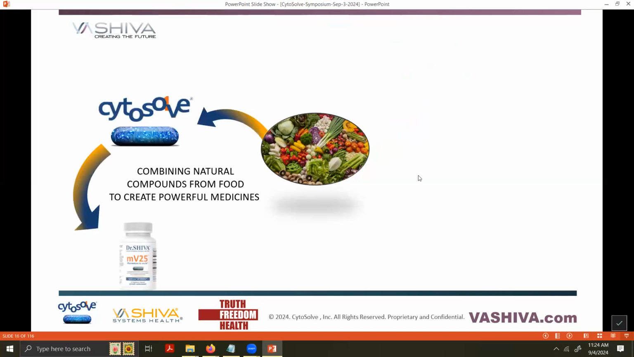Sure. So the second aspect of this is not just define what can be a clean and ethically sourced food, but also can we take these natural compounds from food and create powerful medicine. So that's where we have CytoSolve in the form of our solution. So one of the solutions that we have provided so far is the MV25, which we'll hear later on, that is derived from natural compounds that are part of our foods.